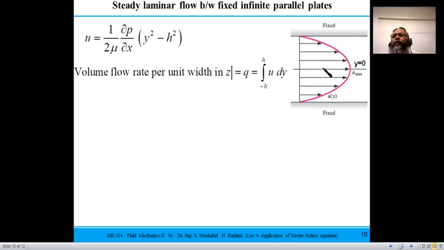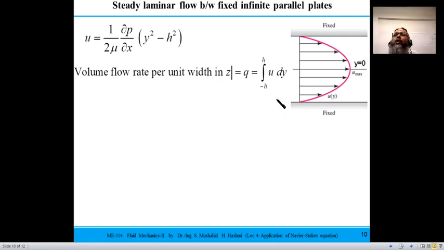Since we are talking in the z direction, it is 1 unit, so it would be 1 meter. So eventually the units of this equation would be meter cube per second, and meter cube per second means how many cubic meters flow per unit of time.